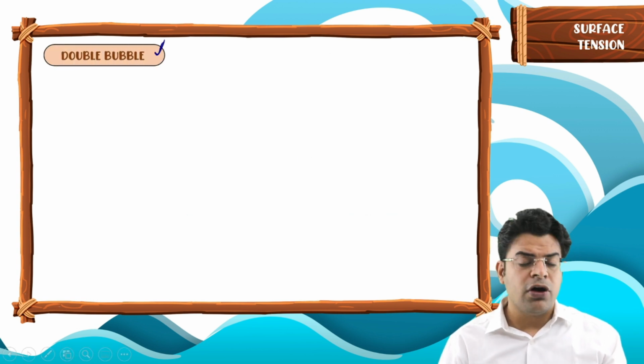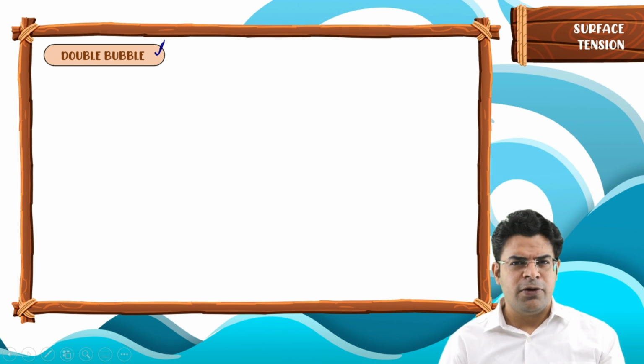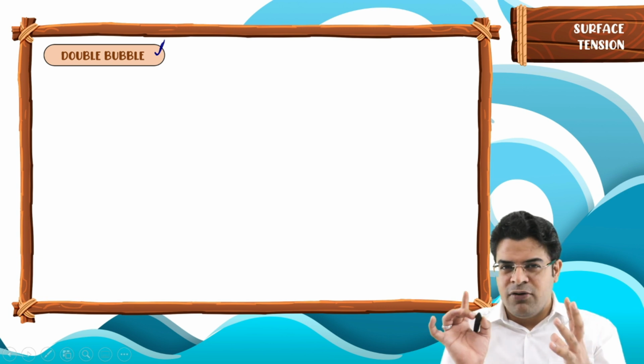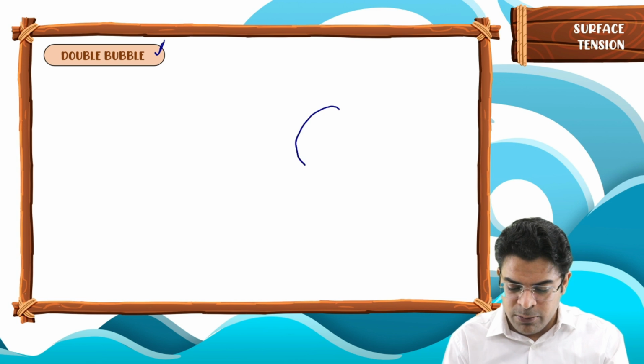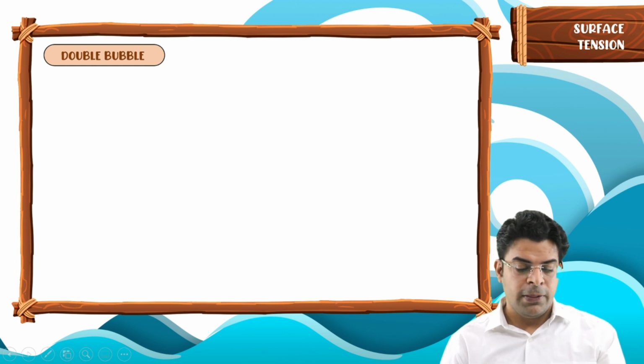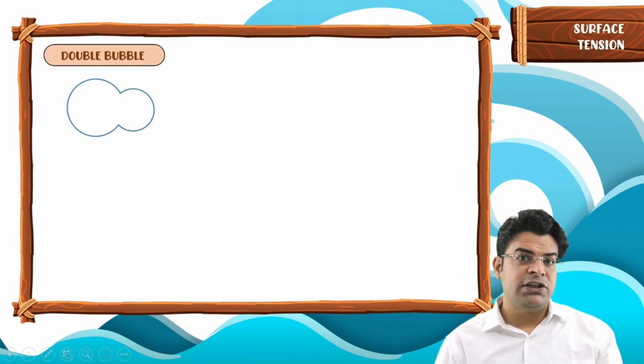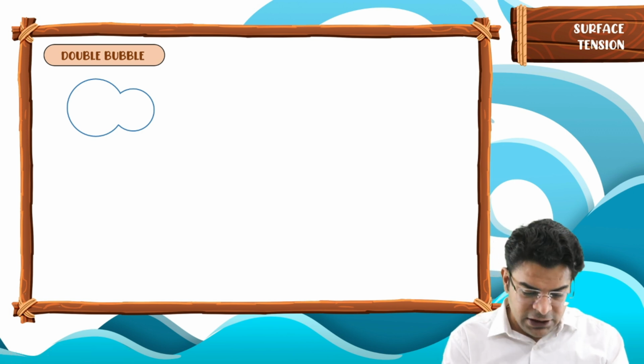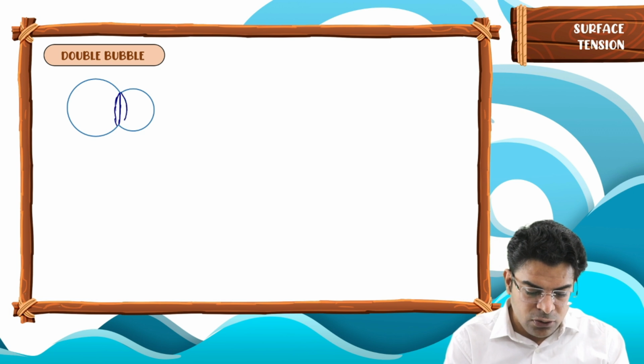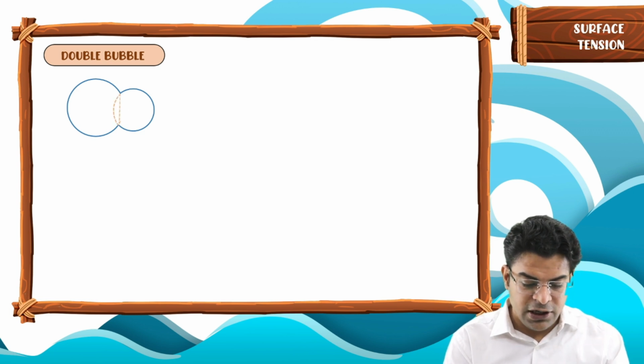Now we will talk about the double bubble. Sir, what is a double bubble? While taking a bath, you must have observed it sometime. Over a bubble, another bubble is formed, right? So this particular structure is called a double bubble. Now, if you have this double bubble, think and tell me how the interface between these two bubbles will look like: option 1, option 2, or option 3.